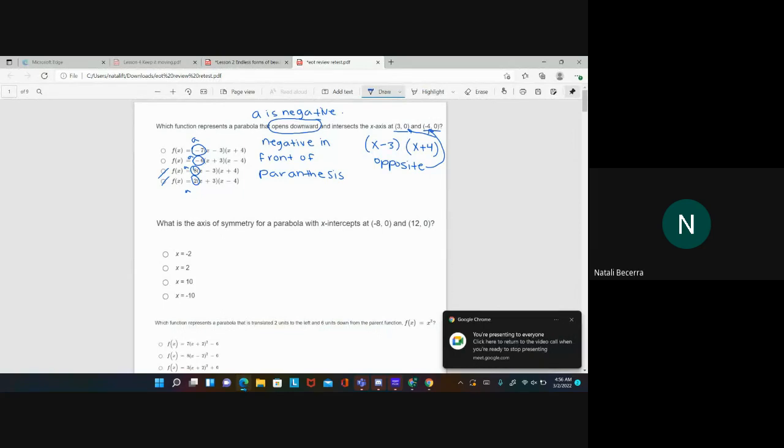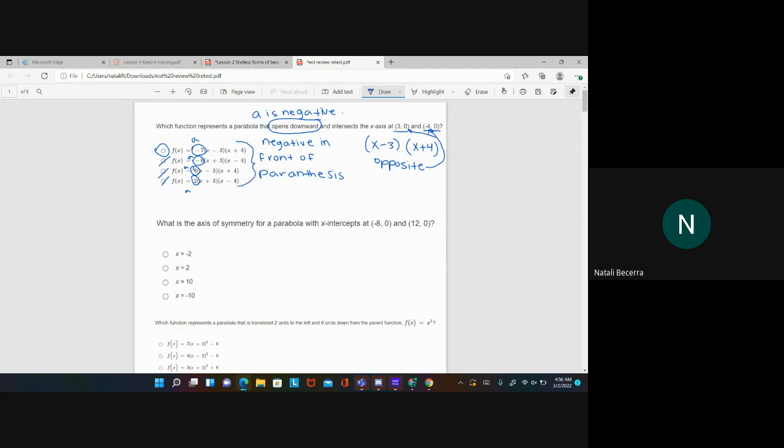So yeah, we can tell that our answer is going to be A here. Another way, if you struggle remembering all of this, you could just type these in Desmos and see which one is opening downward and which one crosses the x-axis at these 2 points. So you can do it by hand or you could use Desmos.